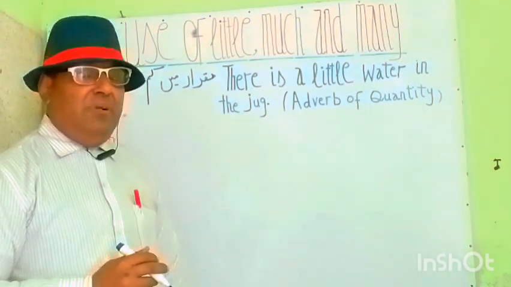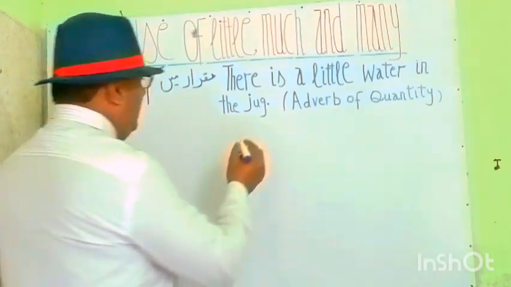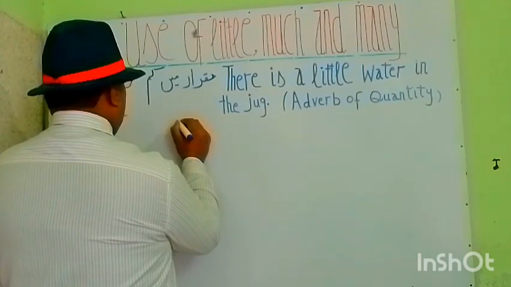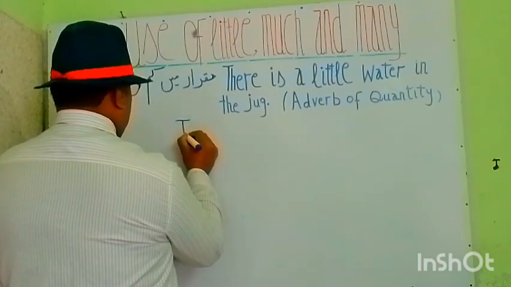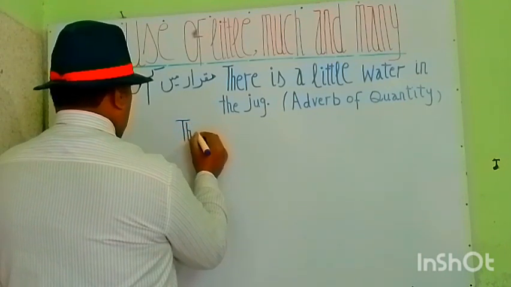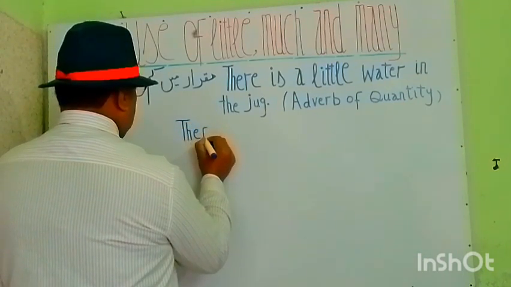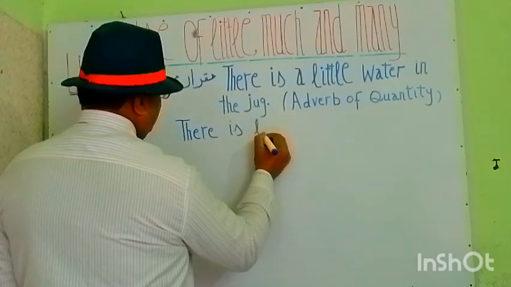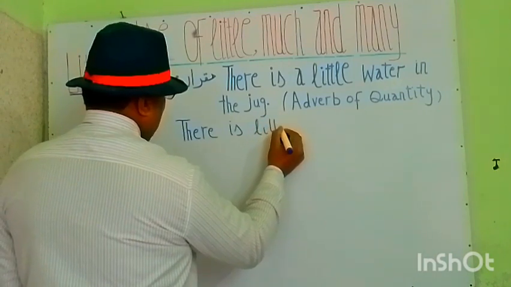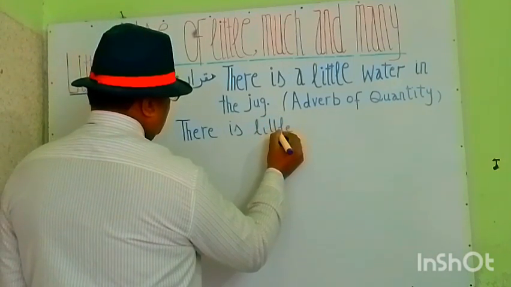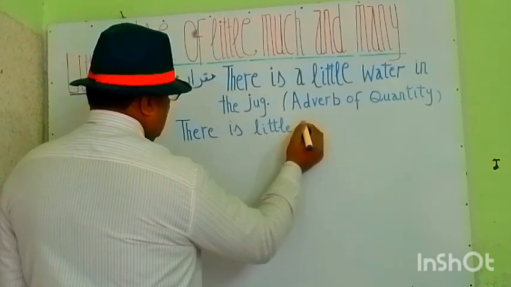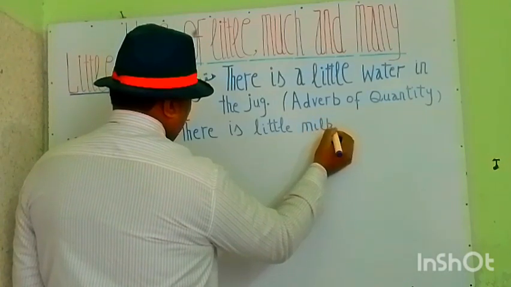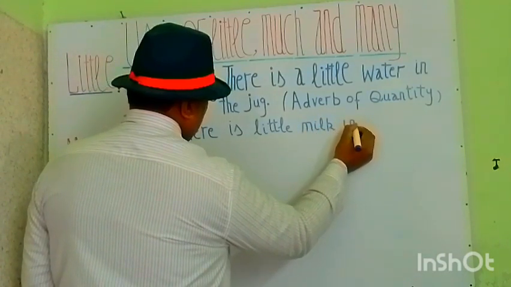Let's see another example. आइए एक और मिसाल देते हैं. You see my students, next example we write here. There is little milk in the tea. There is little milk in the tea.